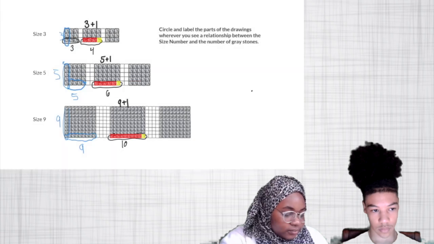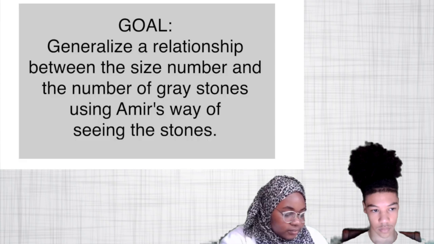In this episode, they will look at the thinking of another student, Amir. They will work to meet the goal of this lesson, which is to generalize a relationship between the size number and the number of gray stones using Amir's way of seeing the stones. They will look at how Amir highlighted 2 cobblestones of size 3 and size 9. Then they will apply his method to find the number of gray stones in a cobblestone of size 5.